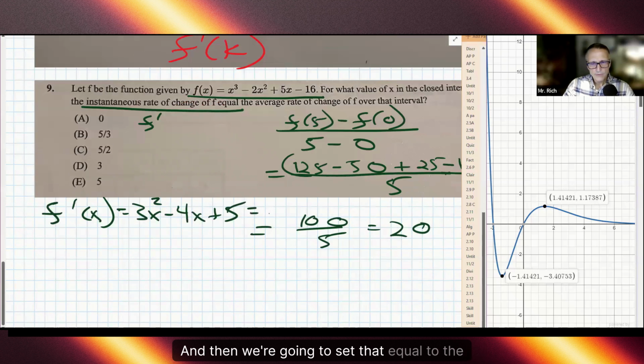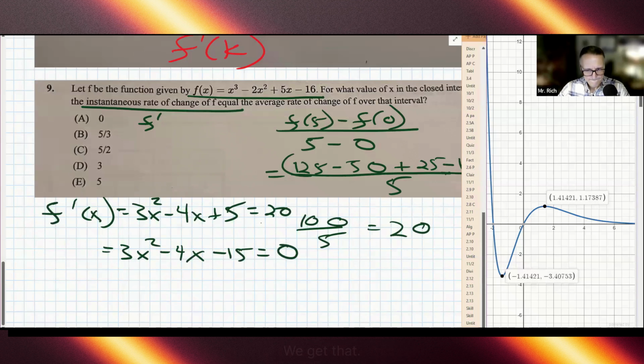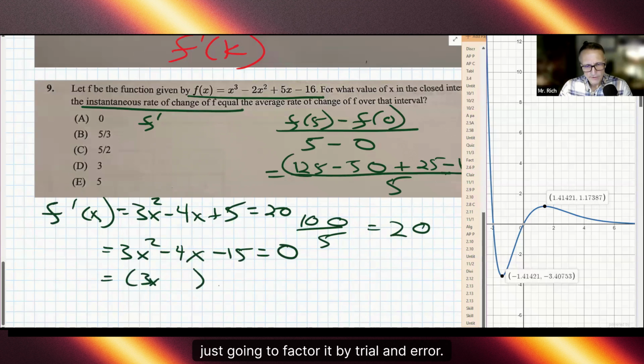And then we're going to set that equal to the average rate of change that we just calculated. We'll bring the 20 over. 3x squared minus 4x, take away 20 on both sides. We get that. So this is a quadratic to be solved. And looking at my answer choices, I'm just going to factor it by trial and error, right? It's going to go like that.